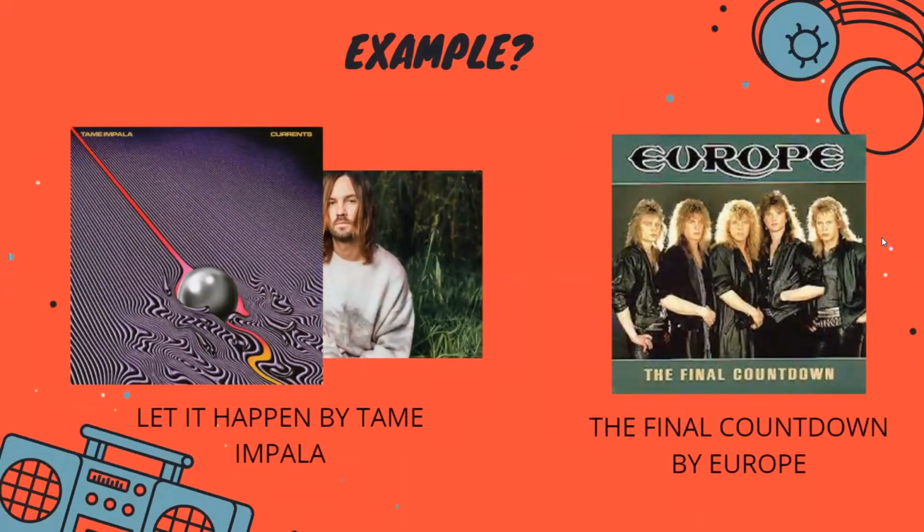So what are some examples? Maybe most of you know Let It Happen by Tame Impala, an Australian band, which is really driven by heavy synth. The second is The Final Countdown by Europe, which also has really heavy synth on the song. These are two basic songs that could be an epitome of what a synthesizer is used for.